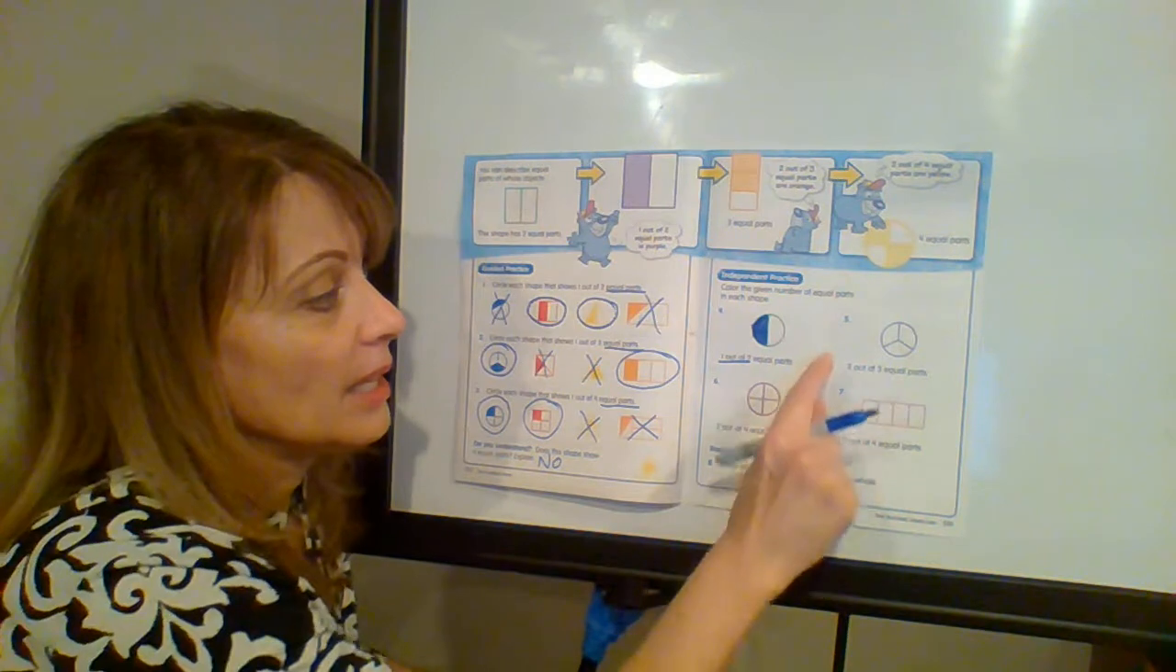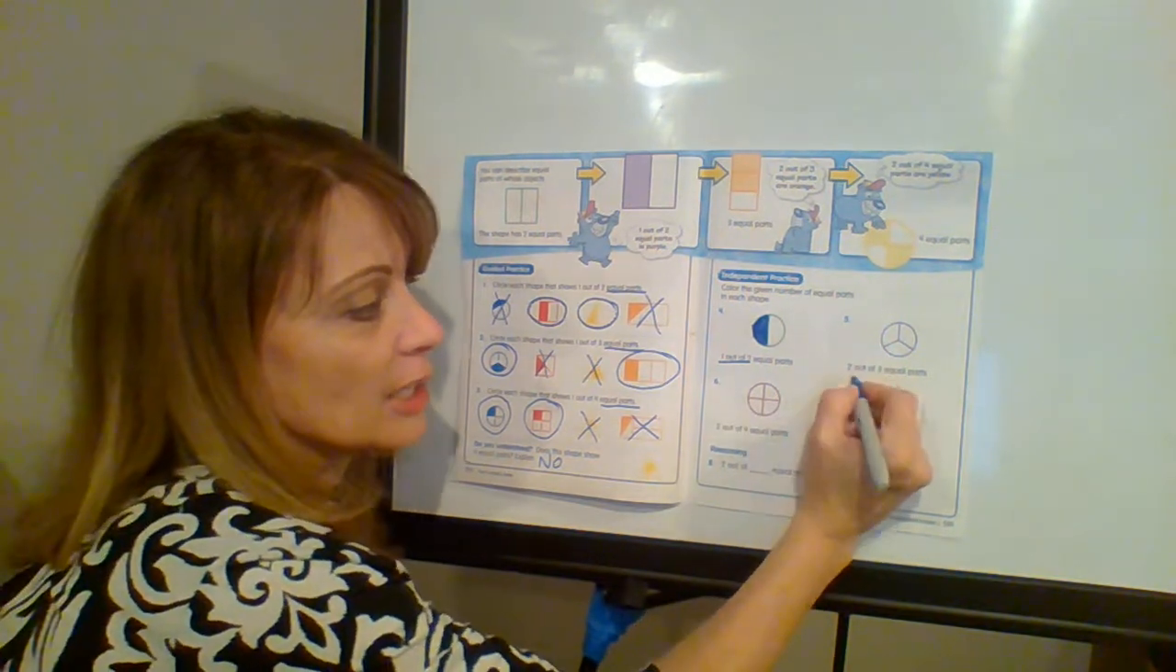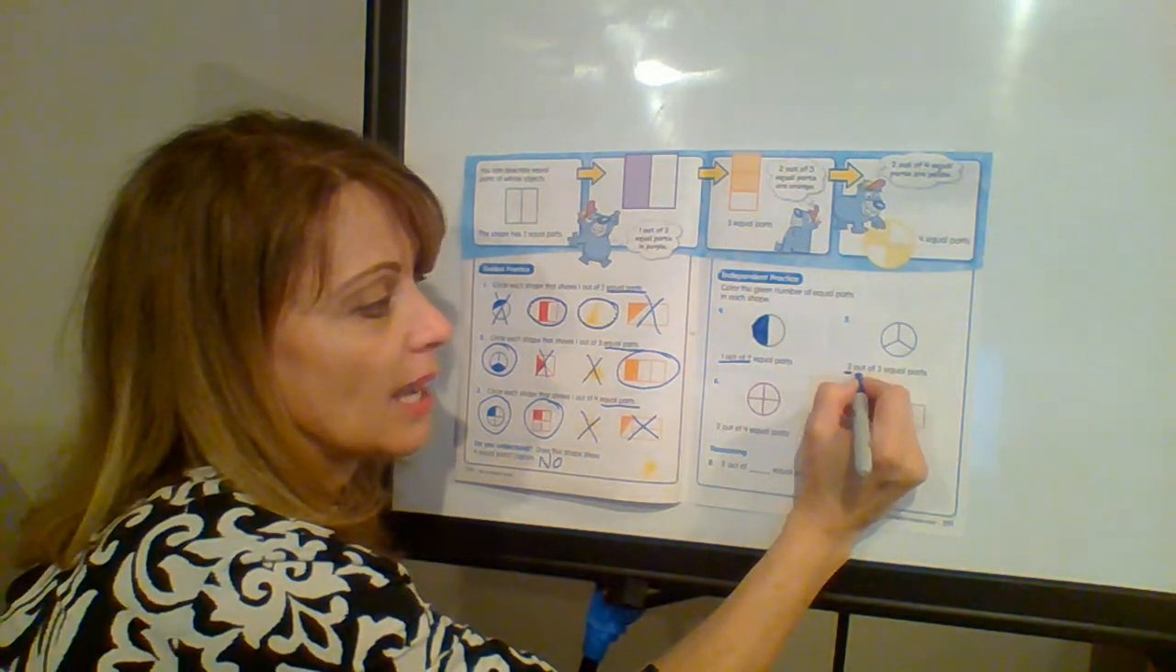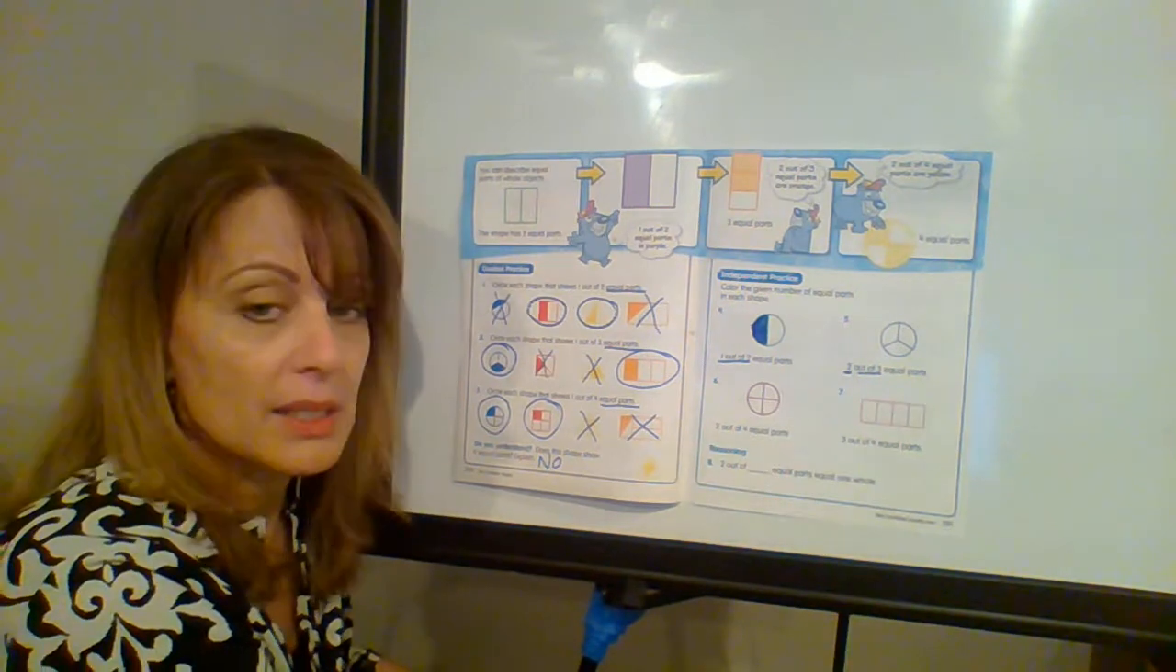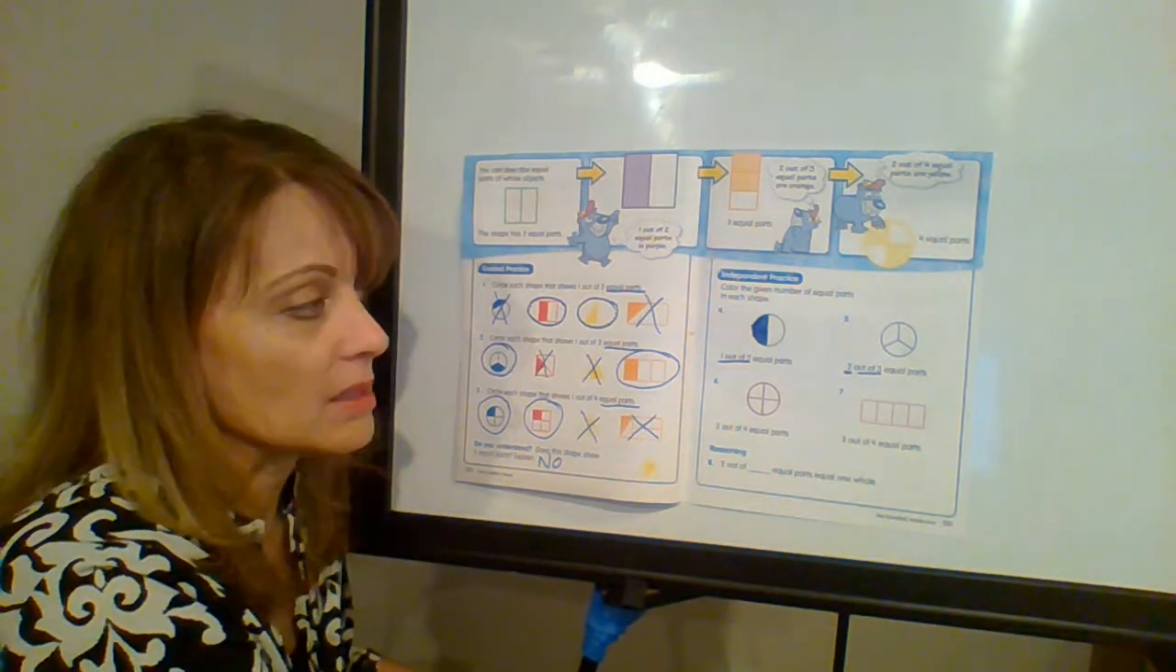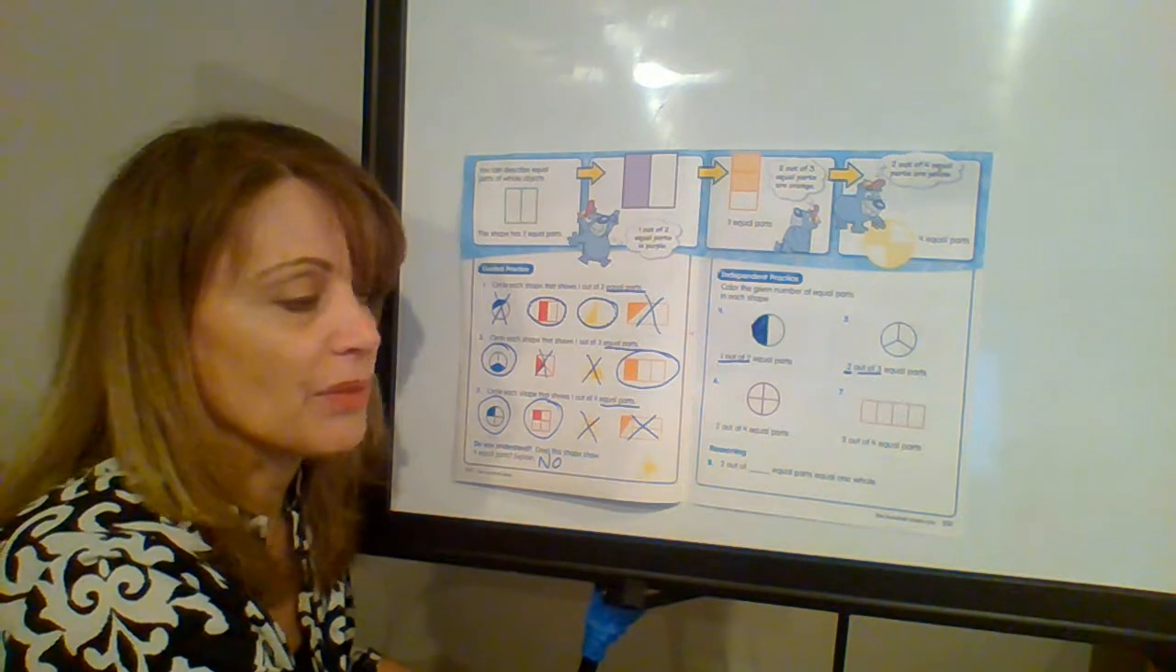Okay. Number five says color two out of three equal parts. So with your crayon or your colored pencil, color two out of three.